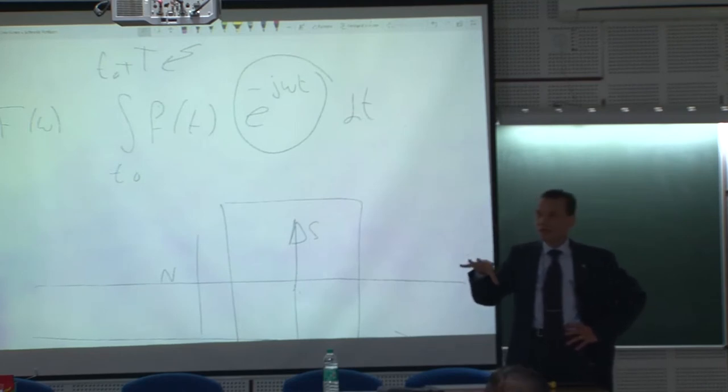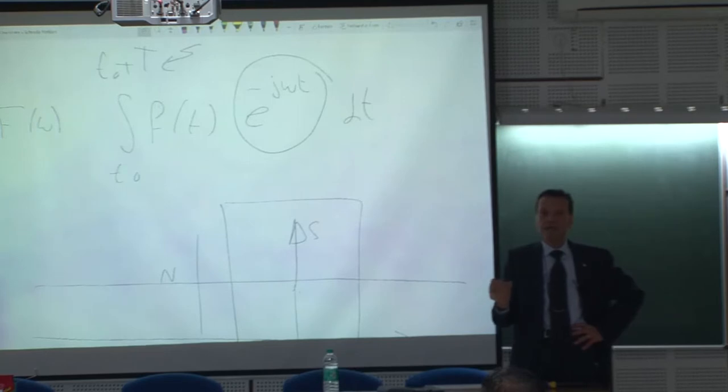But it is not a fixed kernel like that of the Fourier transform, which is e to the j multiplication of the two domains, omega t or kx. The kernel of a wavelet transform, you can tailor it. You can adjust it for special purposes. And one of the special purposes is here.